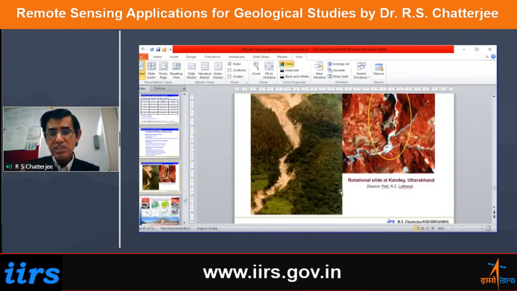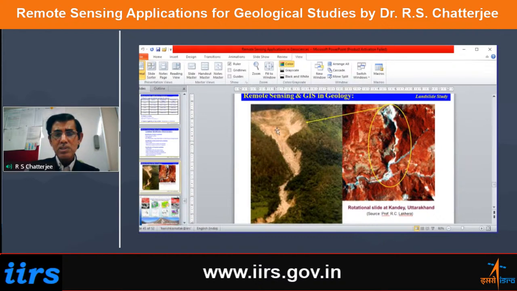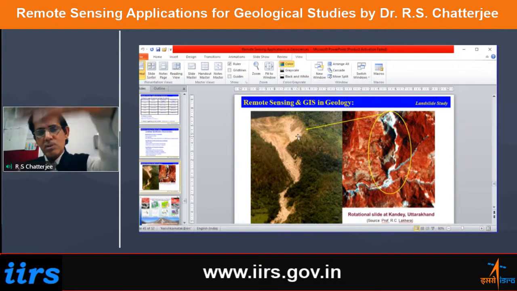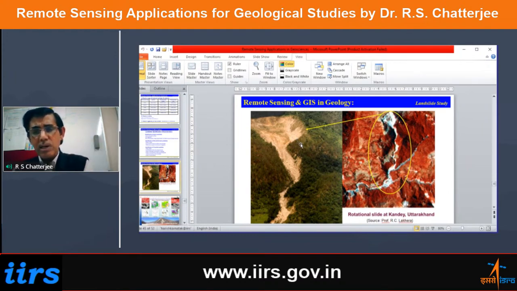You see some of the satellite images. Here this is the field photograph. You see, this is a satellite image, and you can compare these two, isn't it? This is a rotational landslide. It's a curved plane. This hill slope has slid, and this surface is curved like a spoon, isn't it? And it slid down on a curved plane. In the remote sensing image, this rotational slide at Kandi, you can interpret very nicely, isn't it?